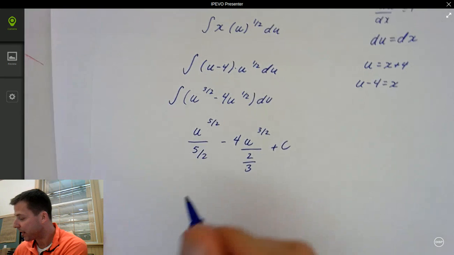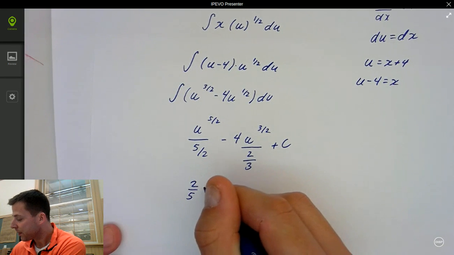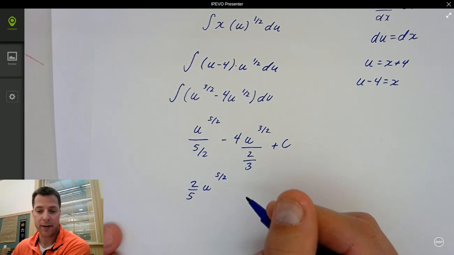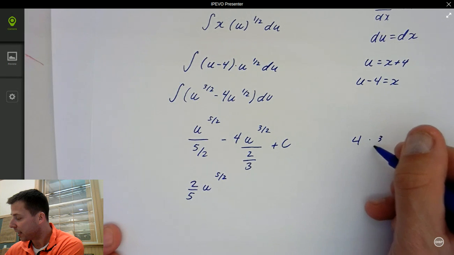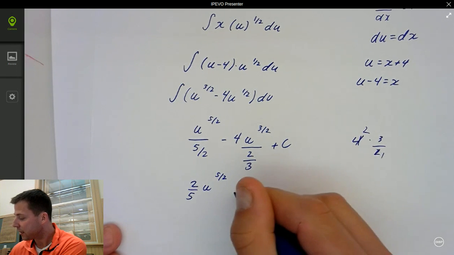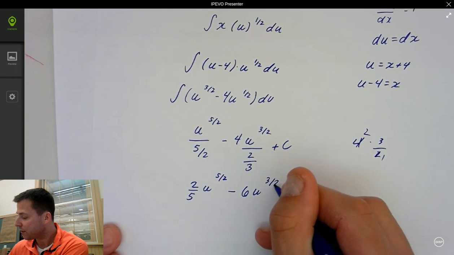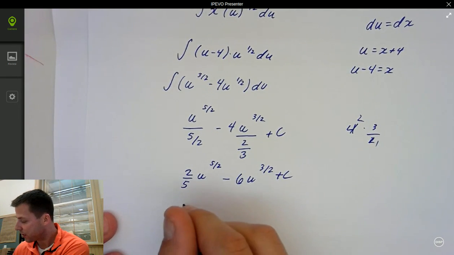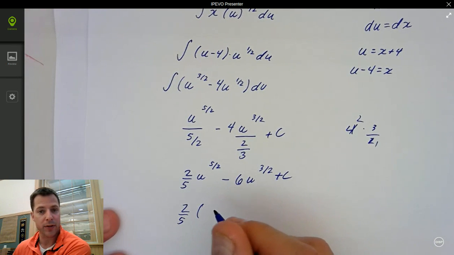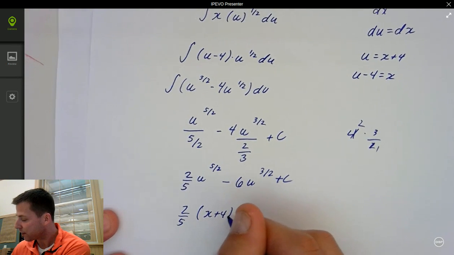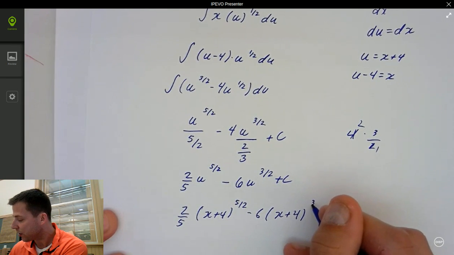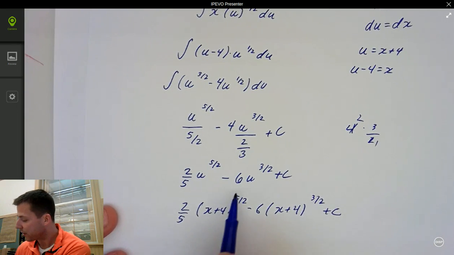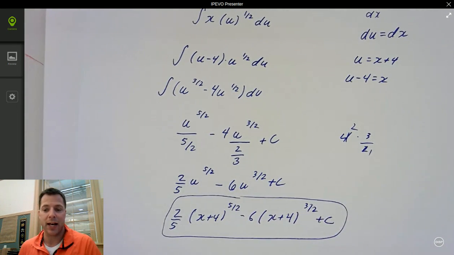I've got to change the variables back here, but I get 2/5 u to the 5/2. Okay, dividing by 3/2 is the same thing, remember, as multiplying by the reciprocal. So we get minus 8/3, u to the 3/2 plus c. And now you have your substitution here, and our u value, remember, was x plus 4. So there's our 2/5 times (x plus 4) to the 5/2 minus 8/3 times (x plus 4) to the 3/2 plus c, and we're done.